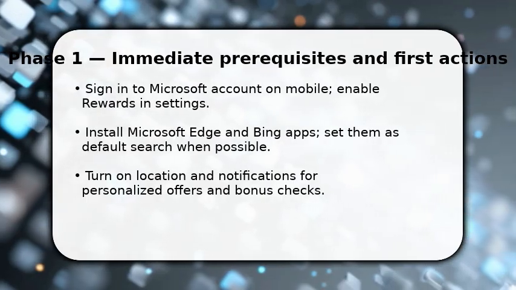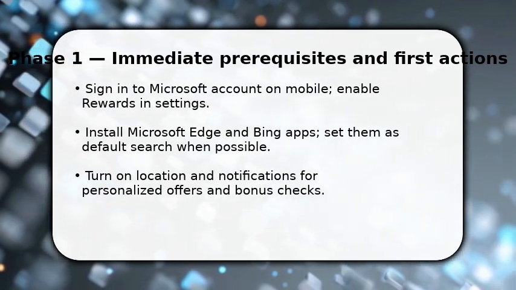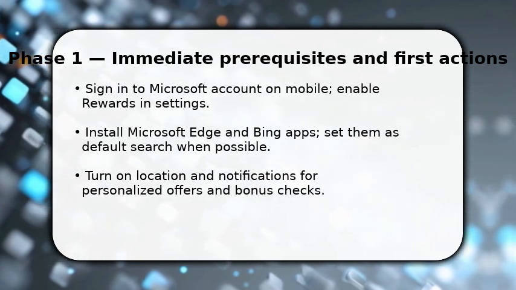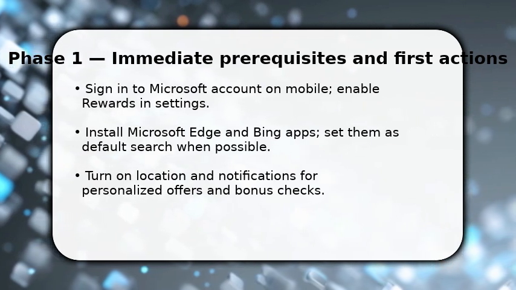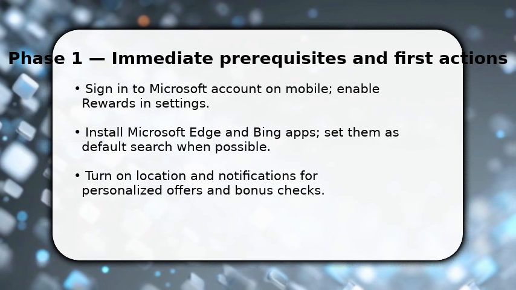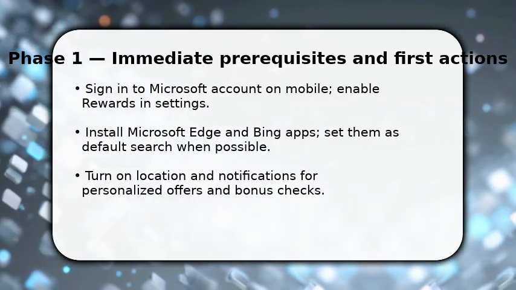You begin by confirming the basics. Sign into your Microsoft account on mobile and enable rewards right away. Install Microsoft Edge and the Bing app. Make them your default browser and search engine where allowed, because that unlocks search credits. Once done, turn on location and notifications so mobile-only bonuses and daily check-ins appear.